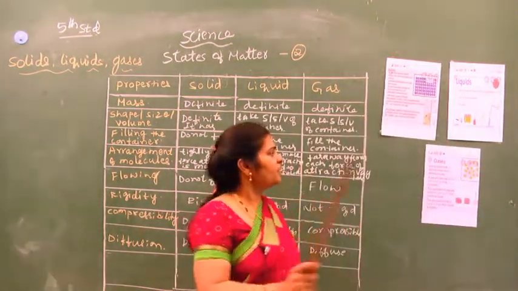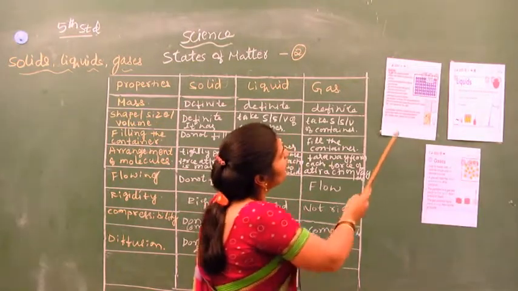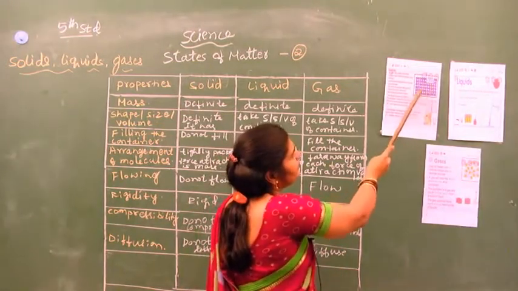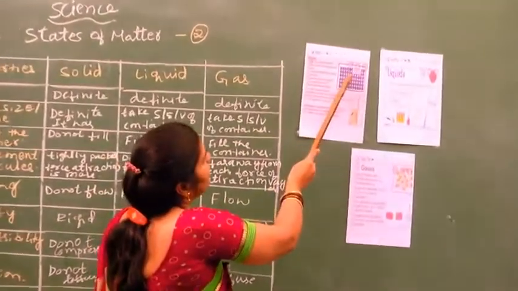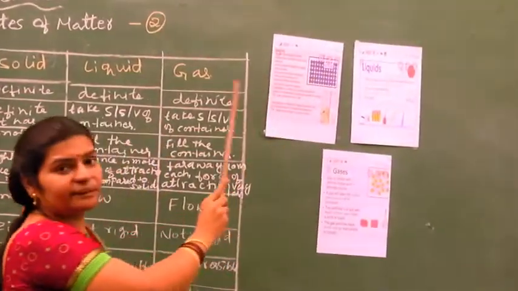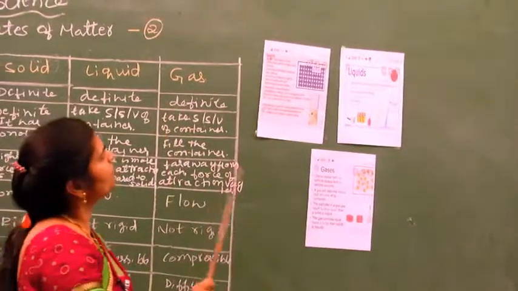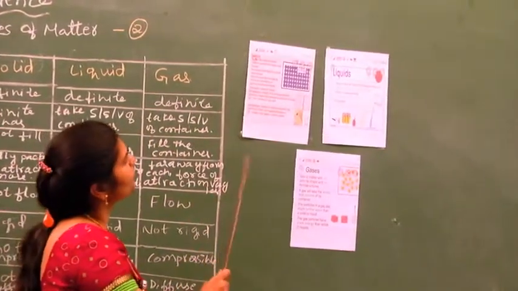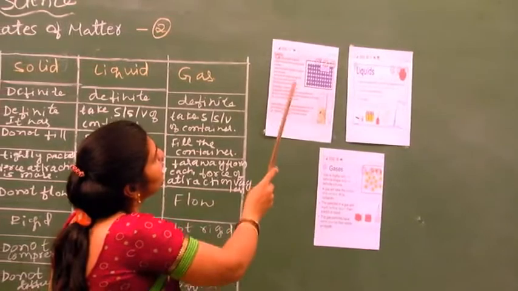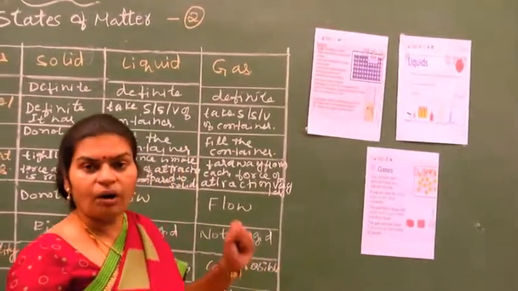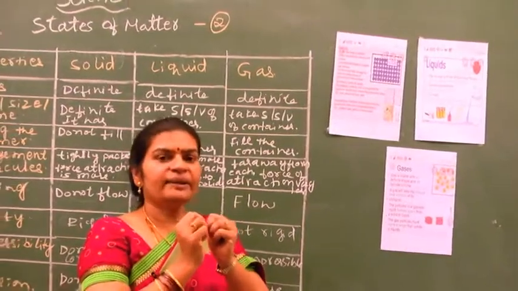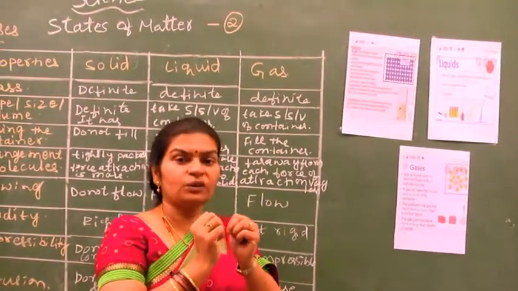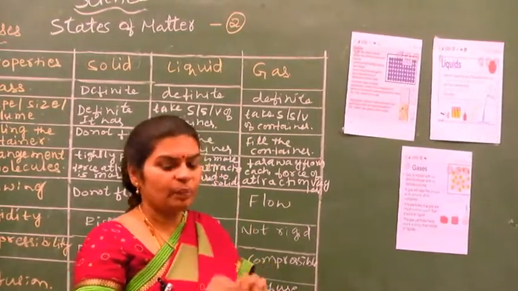Now we have a chart showing the arrangement of the particles in case of the solids. The particles are very tightly packed. Because of that, they have definite shape, size and volume. All the particles will be vibrating, but when they vibrate, they do not leave their places.